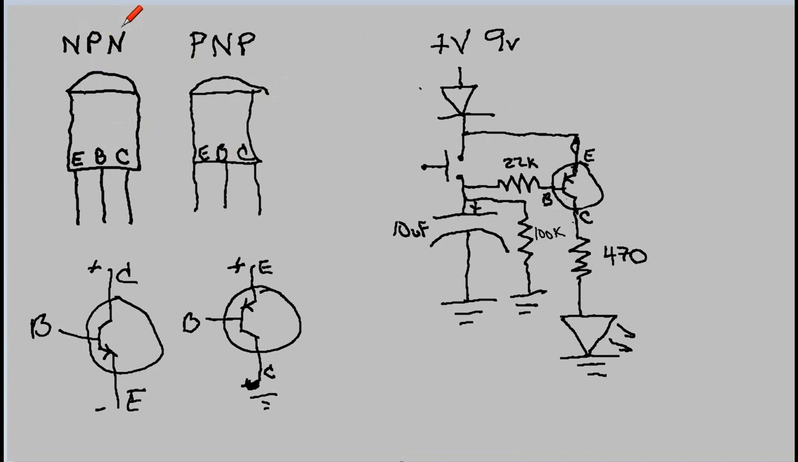Okay, now how do I remember which one is which? An NPN I think of as no power, no power. So if there's no power going to the base, then there's no power flowing through. And with the PNP, I think if there's power, then there's no power. When we push this button here, this capacitor fills. And this provides pressure against the switch. Now this is an electronic switch. There are no mechanical parts in here.